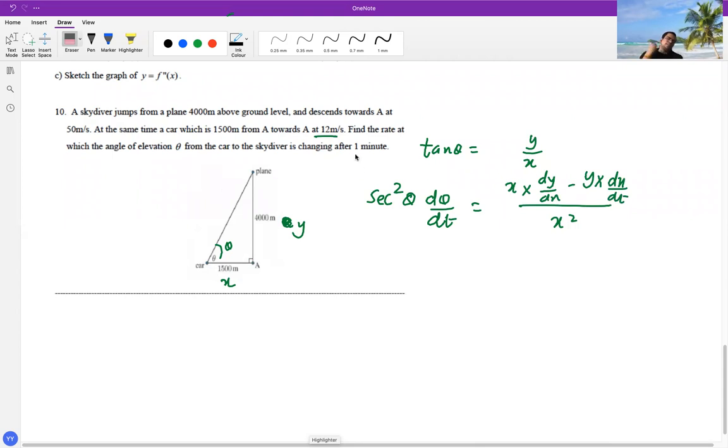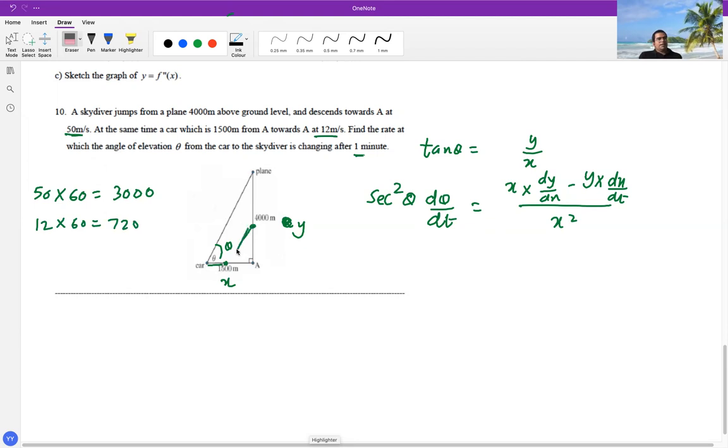Now at an instance when it is 1 minute, since after 60 seconds from the beginning position, this person would have fallen down by approximately 50 times 60 seconds, because this is in seconds, so 3,000 meters would have fallen down, so it will be somewhere here. And also the car would have approached by, let's say, 12 meters per second. So 12 times 60, which is 720. This is what it would have traveled.